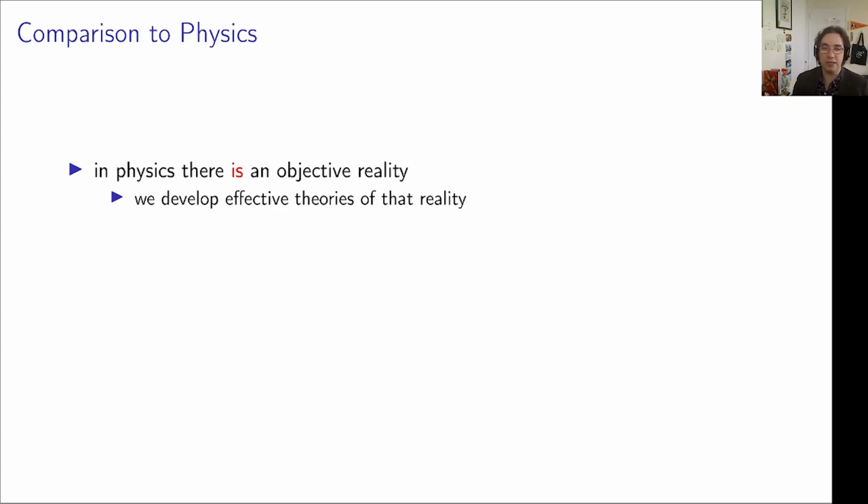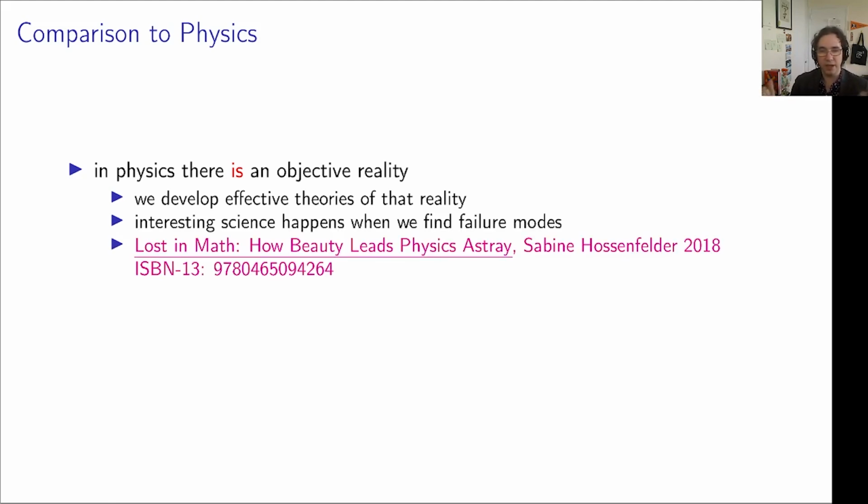In physics, there is an objective reality. We have a pretty good handle on it, but we don't know what the right answer is. We can only discover it as we go. Really all of our descriptions of physics are effective theories because we don't know what the bottom is. And historically, really interesting science happens when we start to find failure modes in those effective theories. If this is of interest to you, I highly recommend this book by Sabine Hossenfelder about the current state of theoretical physics.